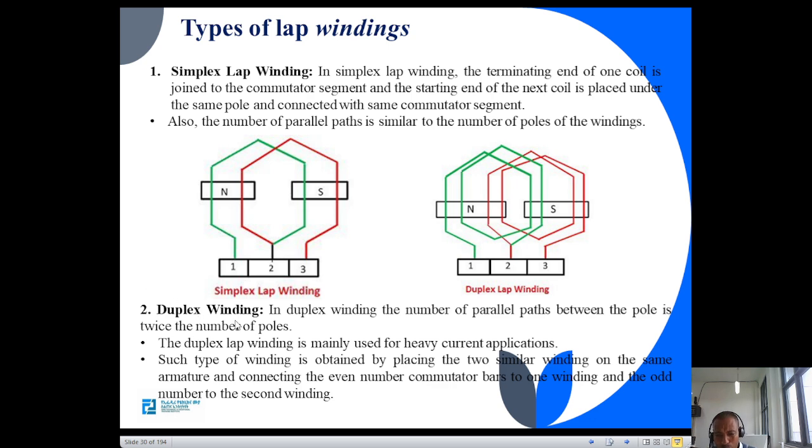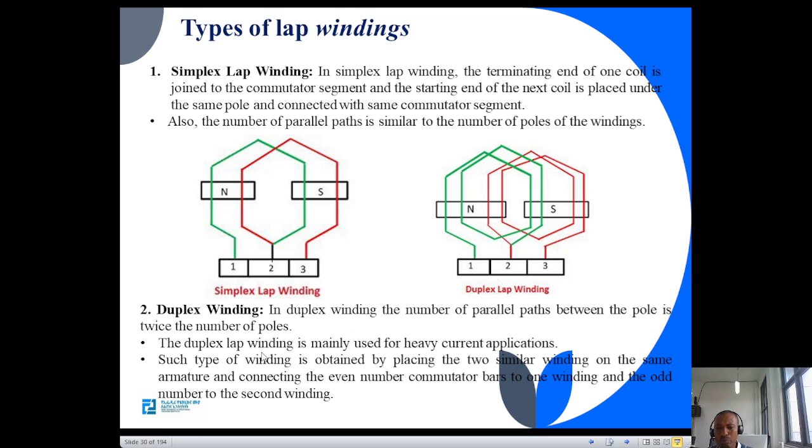But when you come to the duplex type of winding, the number of parallel paths between the poles is twice the number of poles. See, this is the duplex type, and see how it is connected. Two coils are connected in one, so it has got twice the number of poles. Now our pole is 2, but our current path is 4.